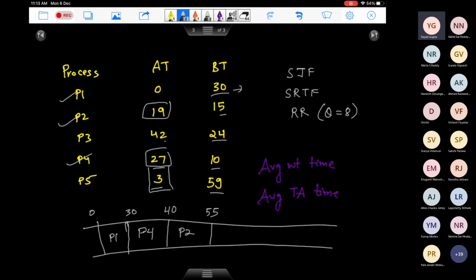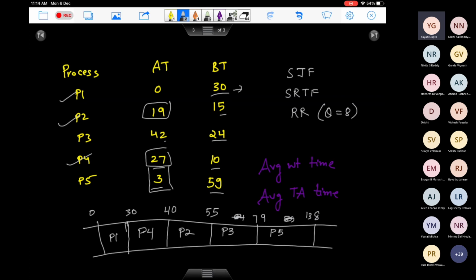Both of them are in the ready queue. Again, P3 has the lower burst time, so it executes for the next 24 units. So you get 55 plus 24, 79. And then at the end you have P5, which runs for another 59. Right, it runs till 138. Alright.